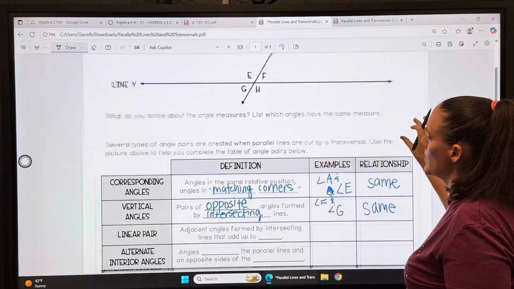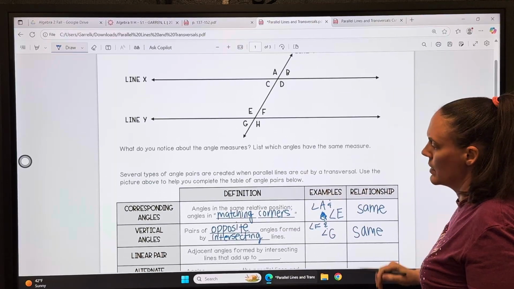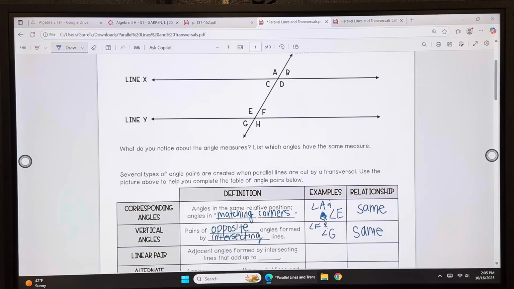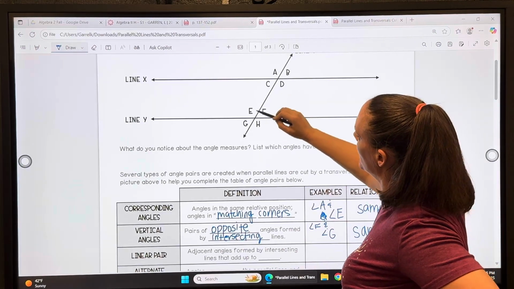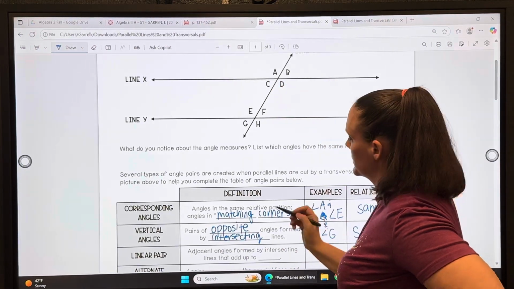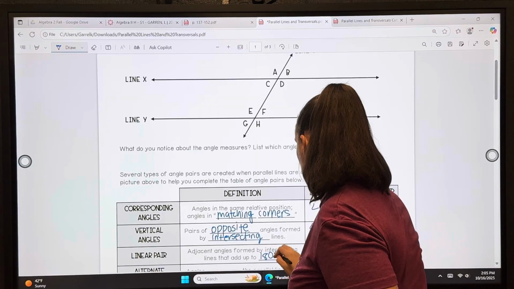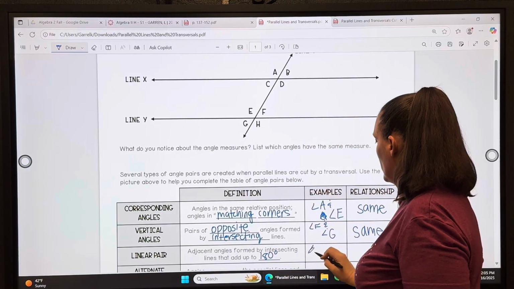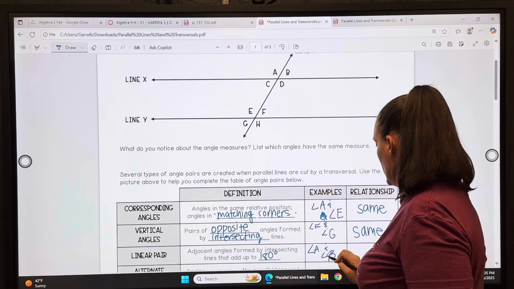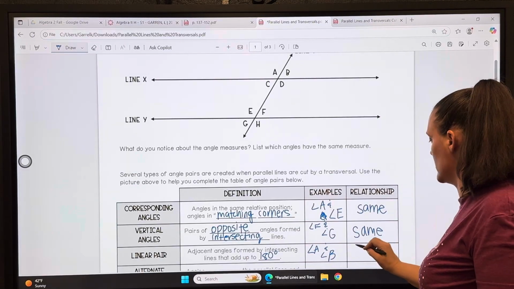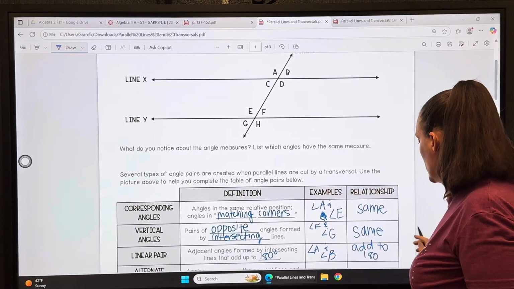I'm going to keep getting smaller so that we can see them. Linear pairs are beside each other. B and D, F and H, E and F. And they add to 180.